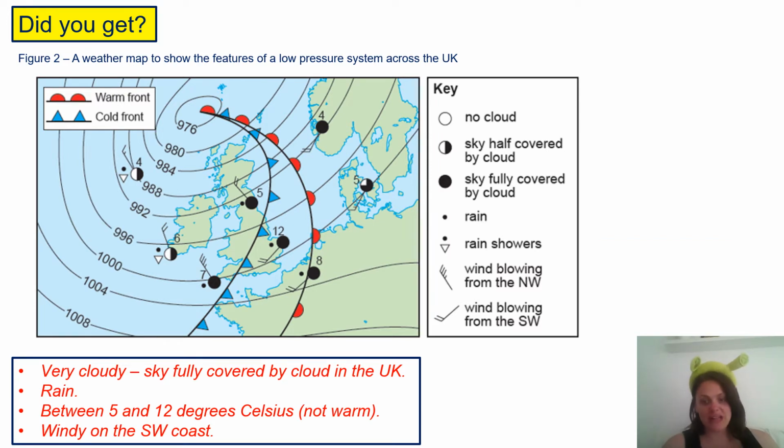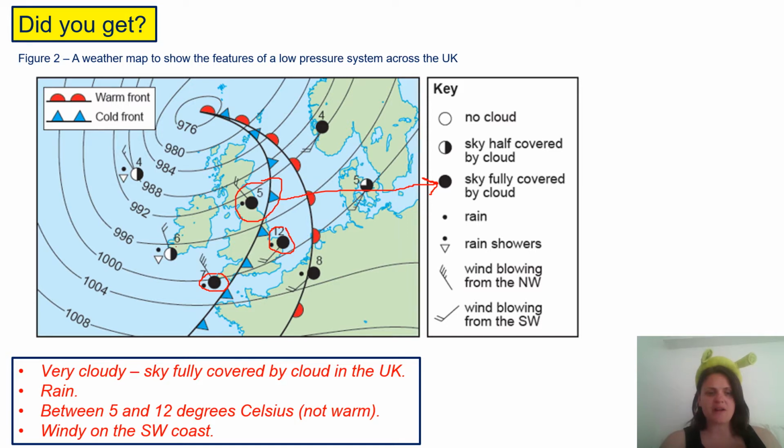Okay, so I want you to get your green pens out and we can go through this. So you would have noticed that it is very cloudy in the UK at this time. If you see here, that circular symbol is completely covered, completely filled in, and that links with the symbol in the key, where the sky is fully covered by cloud. So these 3 locations here in the UK are completely covered with cloud.